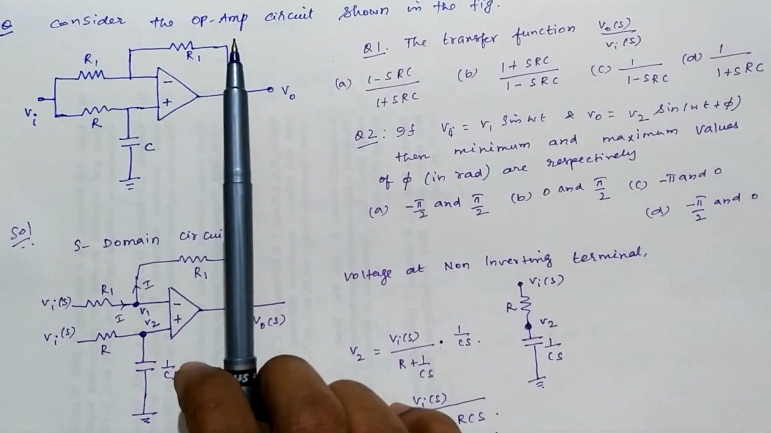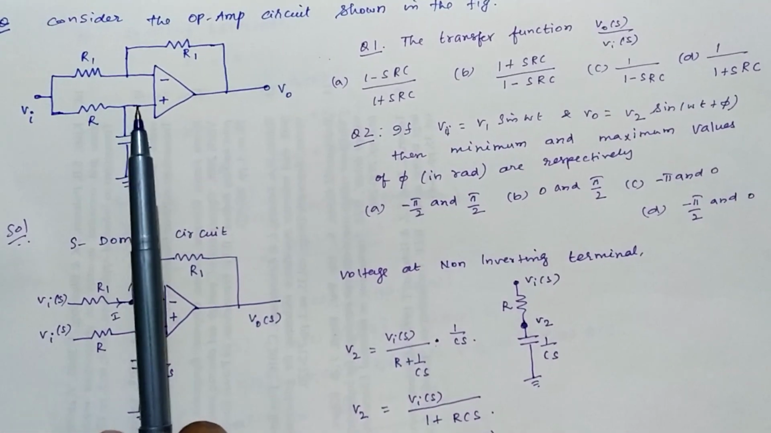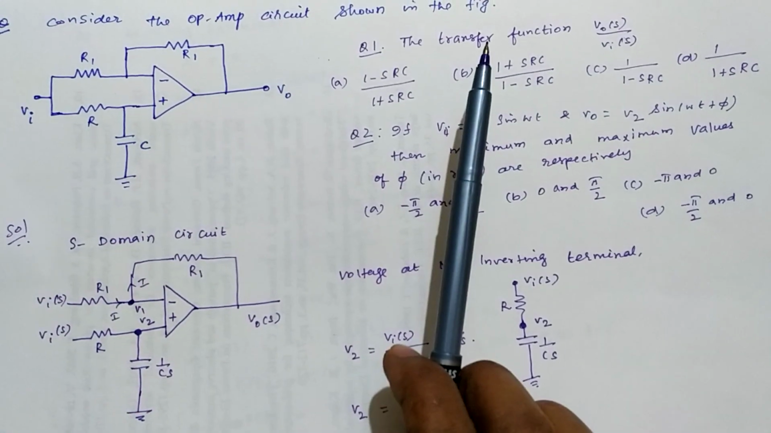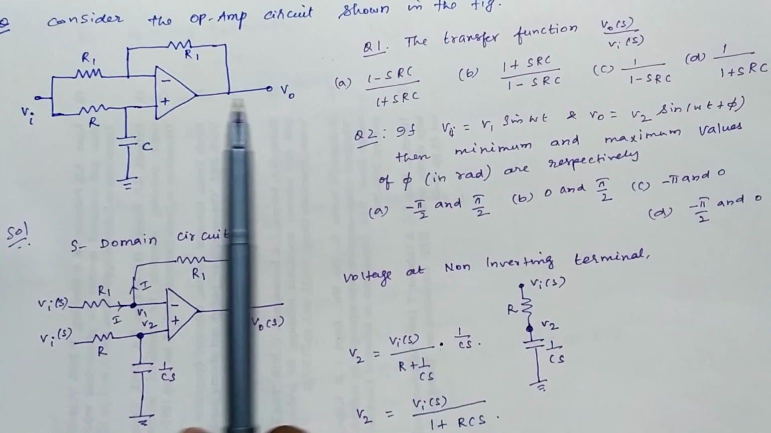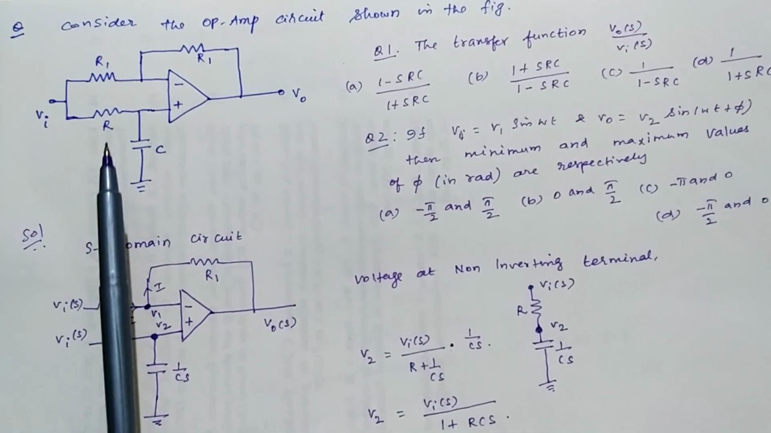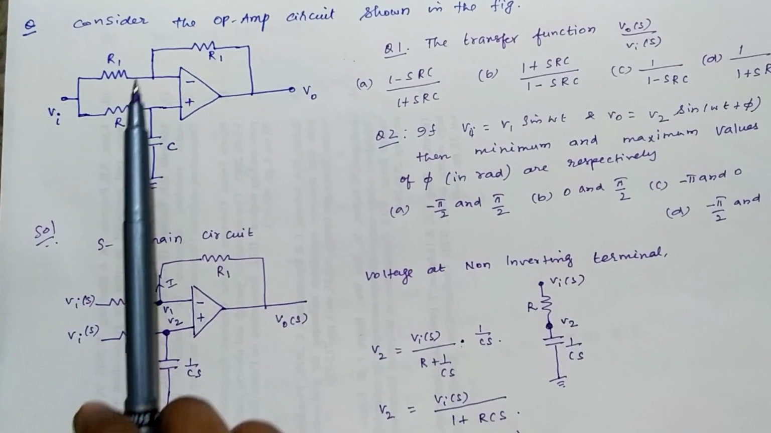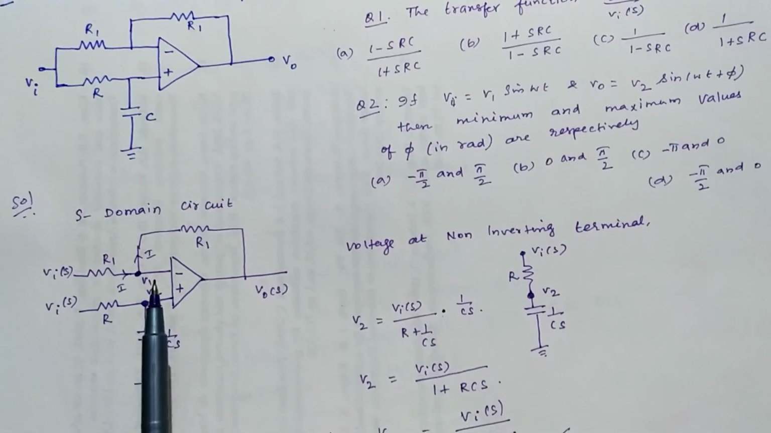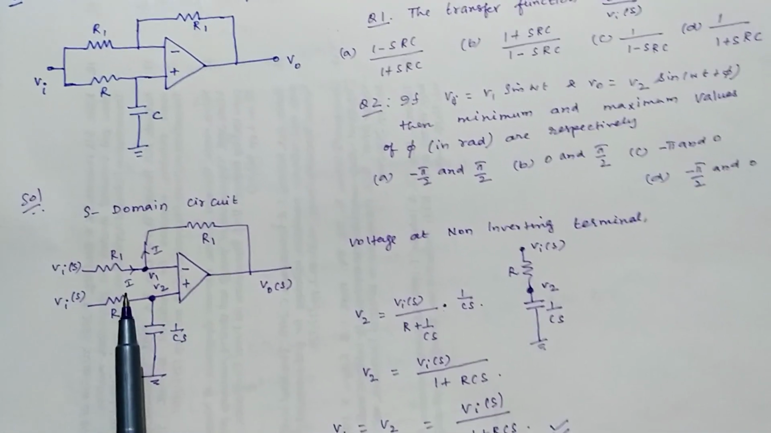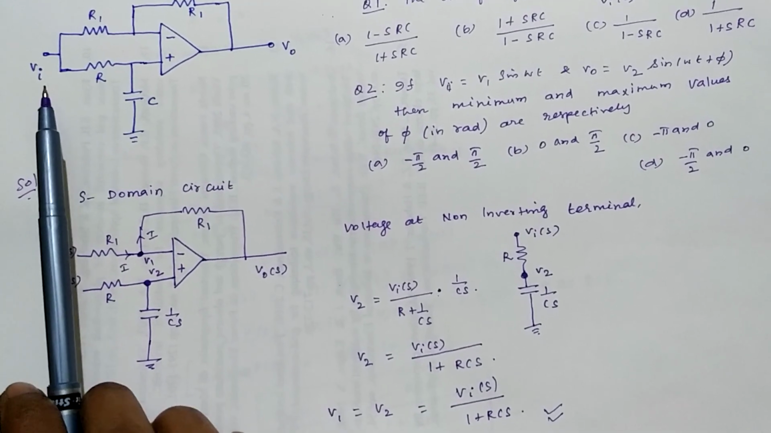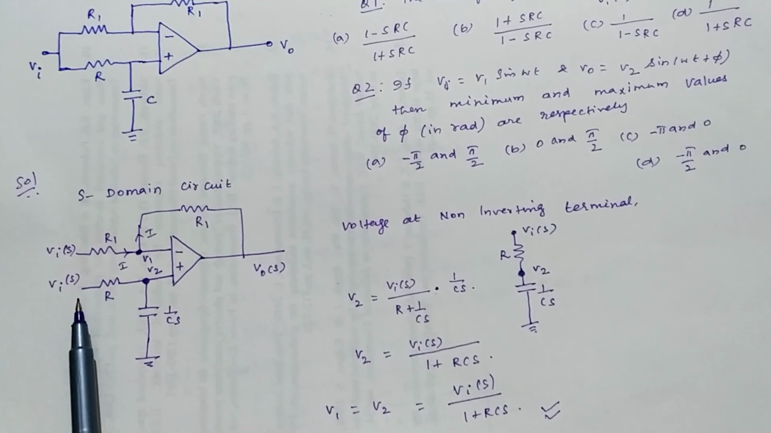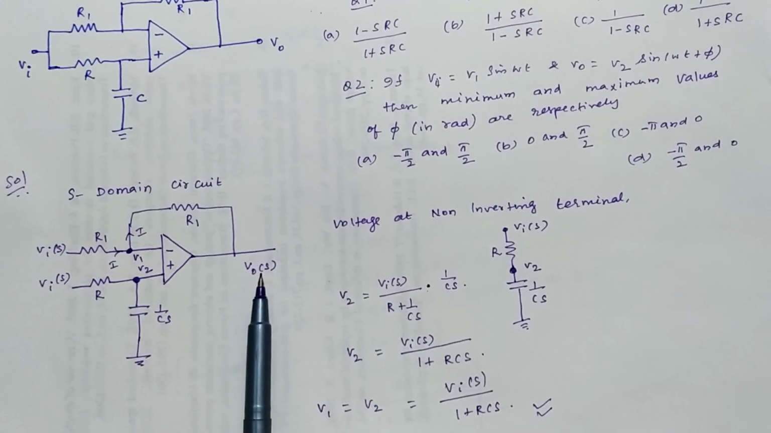Consider the op-amp circuit shown in the figure. For this figure, what is the transfer function V0 by Vi? First we will convert this circuit into a Laplace domain circuit where everything is converted into the s domain. So input is Vi of s, and output is V0 of s.